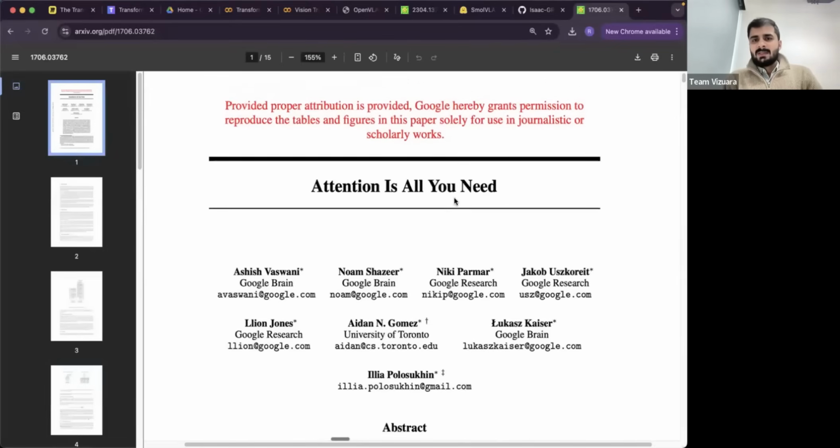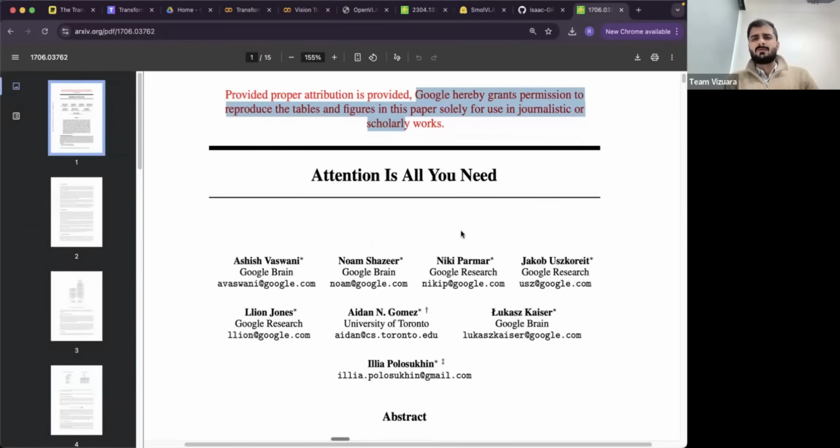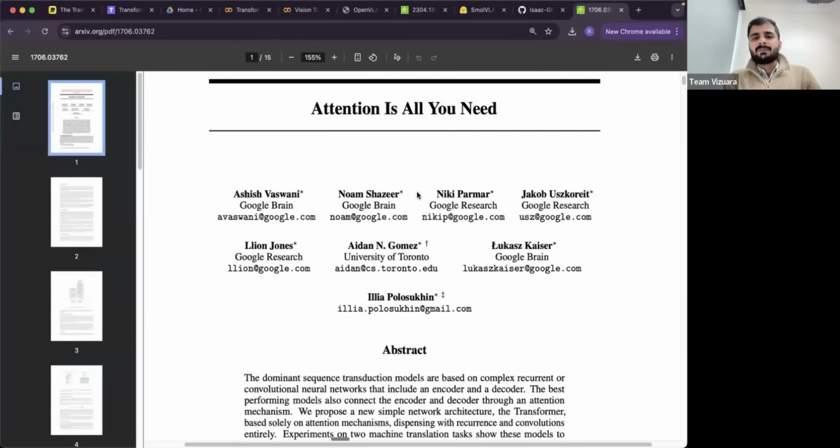So you can see at the top they have written this message that Google grants permission to reproduce the tables, and this probably happened because a lot of people started emailing them asking for permission about whether they can use the figures in the transformer paper in their own academic work. So instead of replying to all these emails, they just wrote a disclaimer at the start.